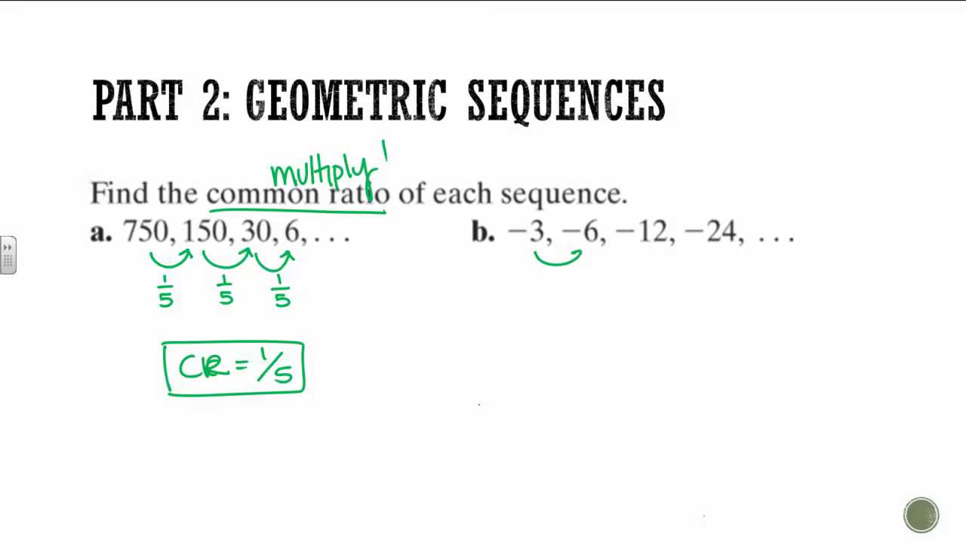Then this one, it grows, but it grows in negative land. So if I start with -3, to get to -6, all I gotta do is multiply by 2. And then -6 to -12, multiply by 2, same thing with this. So my common ratio is just 2.